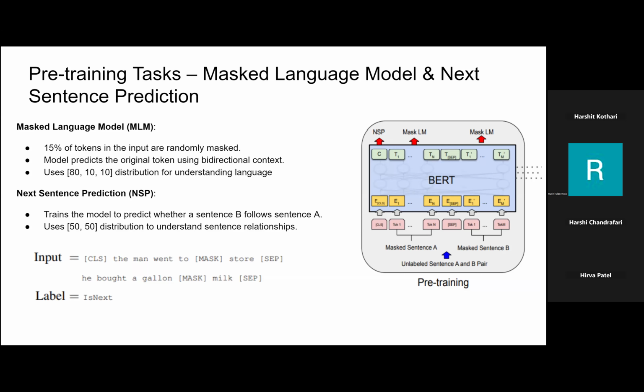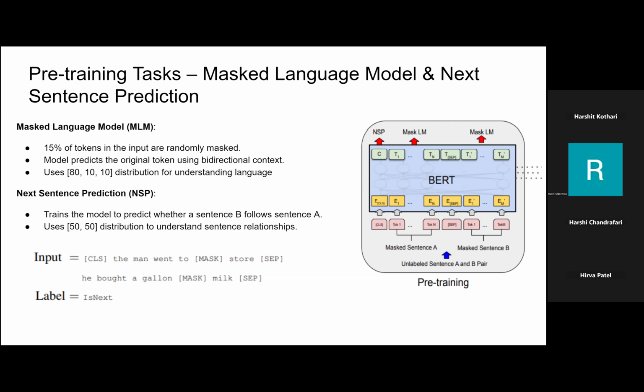We distribute it so that 80% are masked, 10% remain unchanged, and 10% are replaced by a random word. Like, the man went to buy something in the store. The word man could be replaced by a fruit or something else.